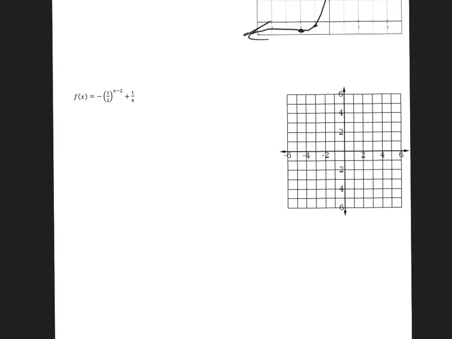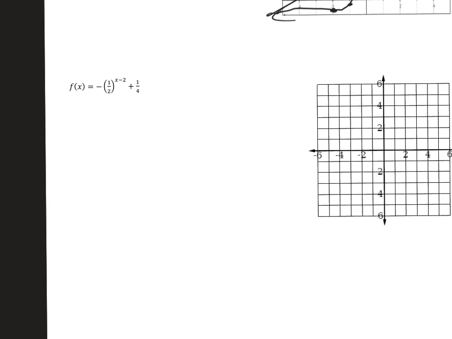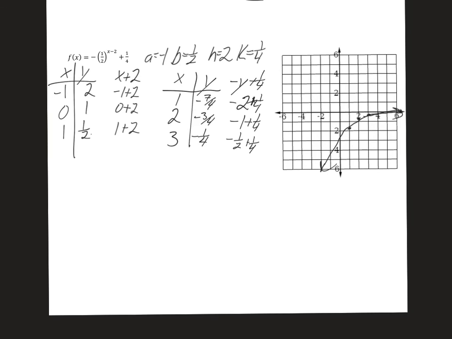Okay. Now for the very last one, go ahead and try this one out and we're going to check it together. We should have gotten my x's as being 1, 2, and 3, my y's as being negative 7/4, negative 3/4, and negative 1/4. I went ahead and figured out what a, b, h, and k were, and then I just used the equations x minus h, and then a times y plus k.